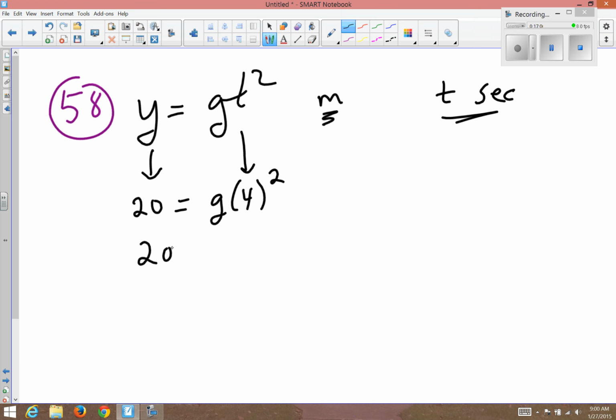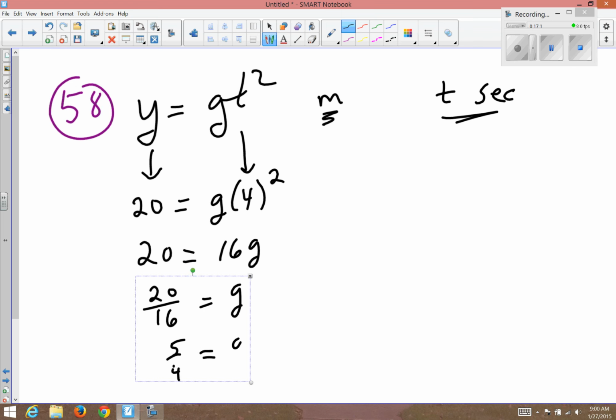So we have 20 equals 16 g. Divide both sides by 16. 20 over 16 can be reduced to 5 over 4. So what we have here is, without even reading part A, we've done it. Just by reading what's given, we ended up answering part A, find the value of g.